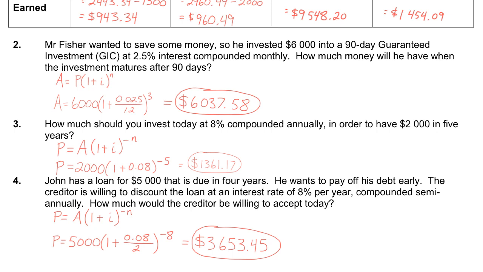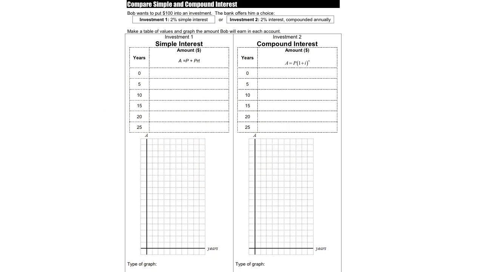When you flip the page over, I want to just go through a little exercise here comparing simple interest with compound interest. So we're going to invest $100 with simple interest, 2% simple interest, or 2% interest compounded annually. So we're going to compare simple interest with compound interest using the same principal of $100.